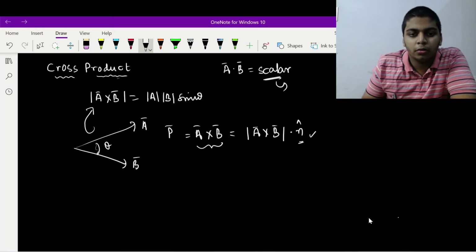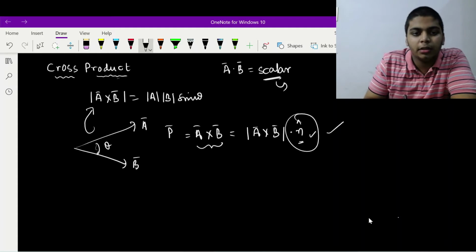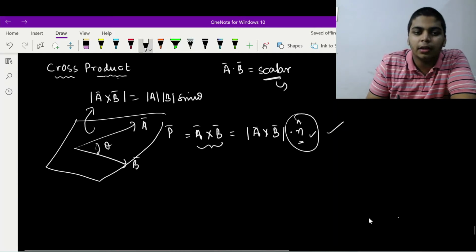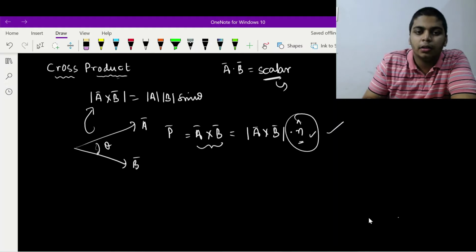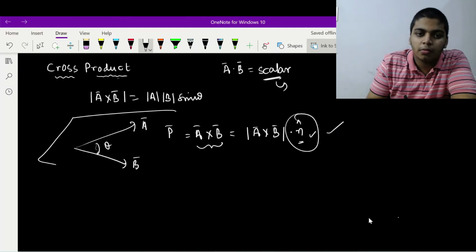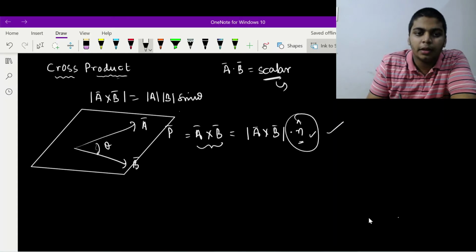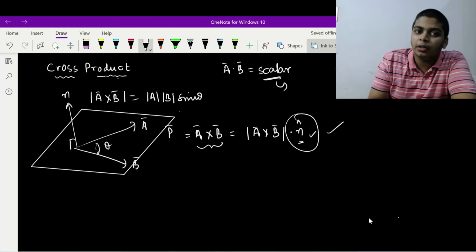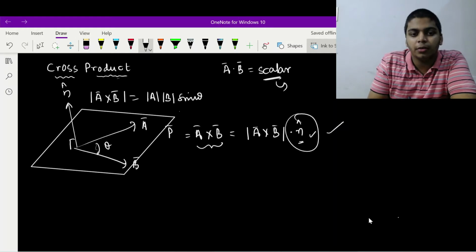So your n cap is the normal vector which is perpendicular to the plane in which these vectors lie. Let me say this is the plane, and for this plane the perpendicular vector is some n bar and its unit vector is n cap. That is the direction in which a bar cross b bar lies.